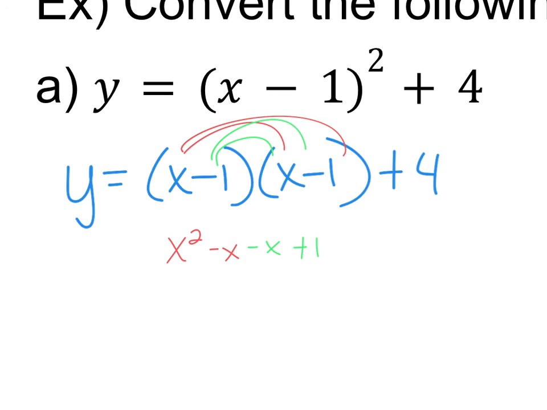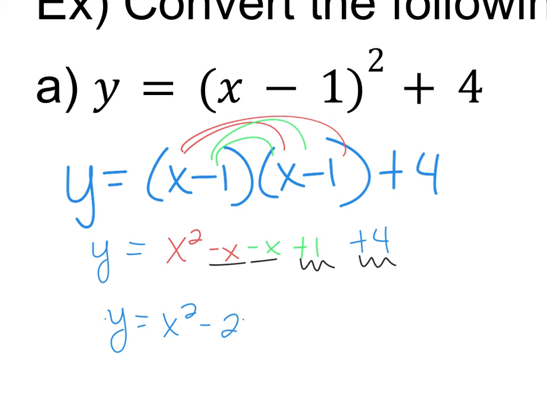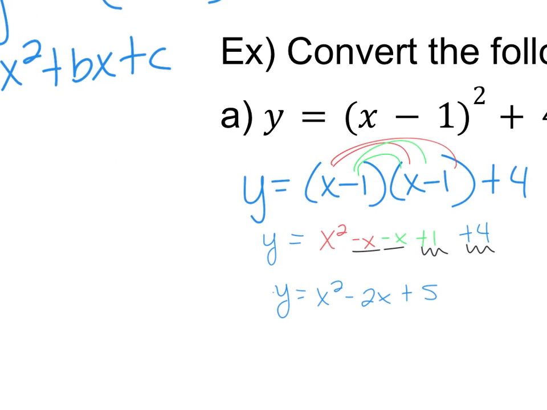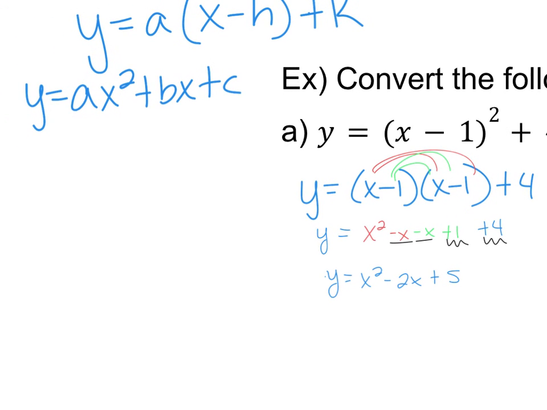All right, don't forget about everything else. I'm going to drop down the y, the equal sign, and the +4. So even though we got rid of the parentheses, we still need to clean it up a little bit, which is no big deal. We just need to combine the like terms. So we have our x's and our constants that we need to combine. So this would be y equals x squared minus 2x plus 5. Is it in standard form? Does it look like that up there? Yes, it does. So you are finished.